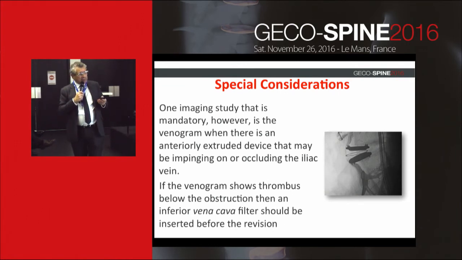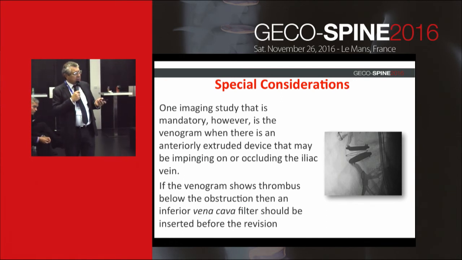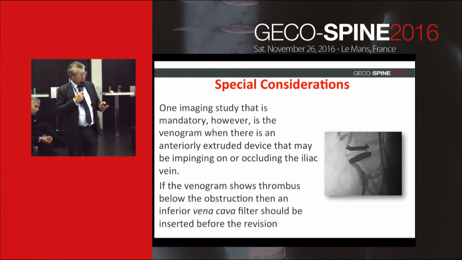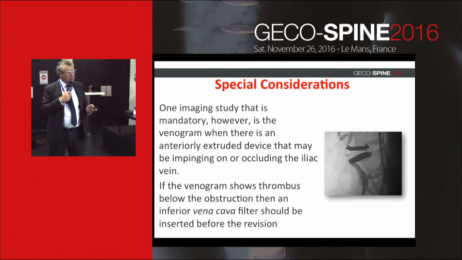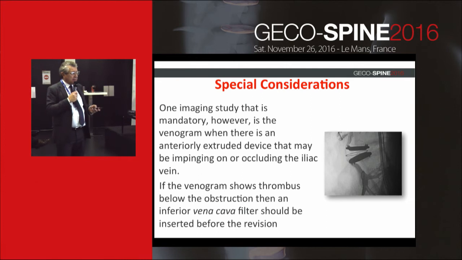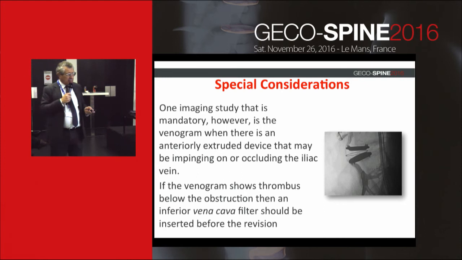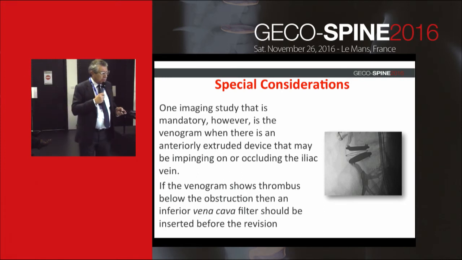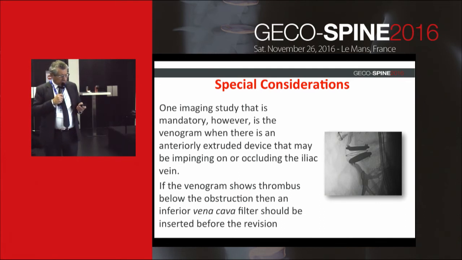We systematically use a CT angioscan, but in case of extrusion or mobilization of the device, it's mandatory to have a venogram, because in case of thrombus, it can be seen on the venogram, and then we can use a vena cava filter to avoid any kind of embolism before the revision.